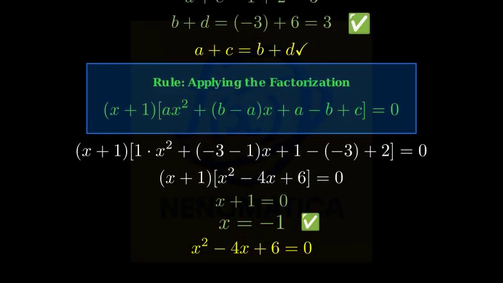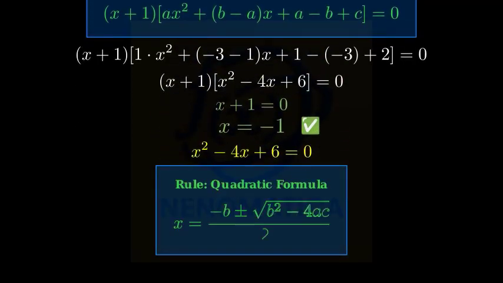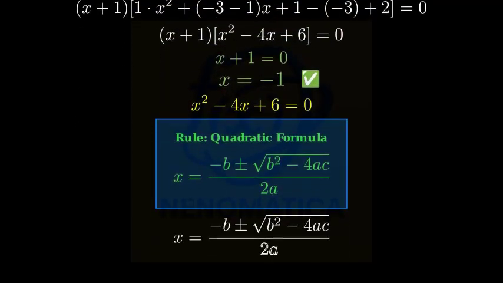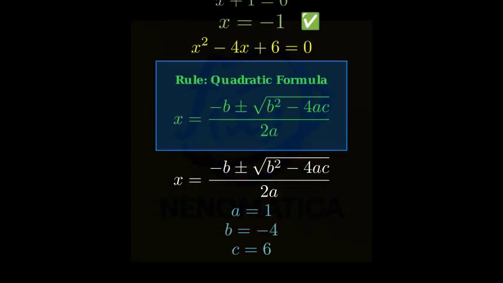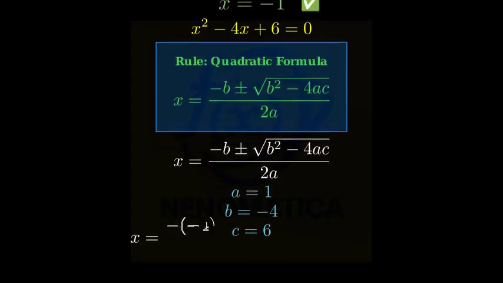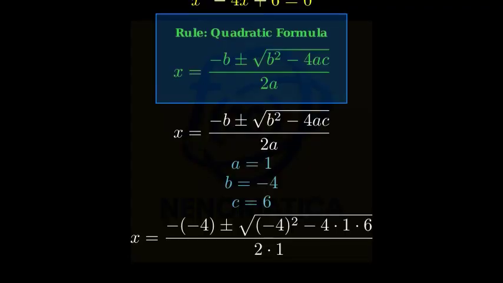We can use the quadratic formula: x equals negative b plus or minus the square root of b squared minus 4ac, all over 2a. Let's apply the quadratic formula to our quadratic equation x squared minus 4x plus 6 equals 0. We have a equals 1, b equals negative 4, and c equals 6. Substituting into the formula, we get x equals negative of negative 4 plus or minus the square root of negative 4 squared minus 4 times 1 times 6, all over 2 times 1.